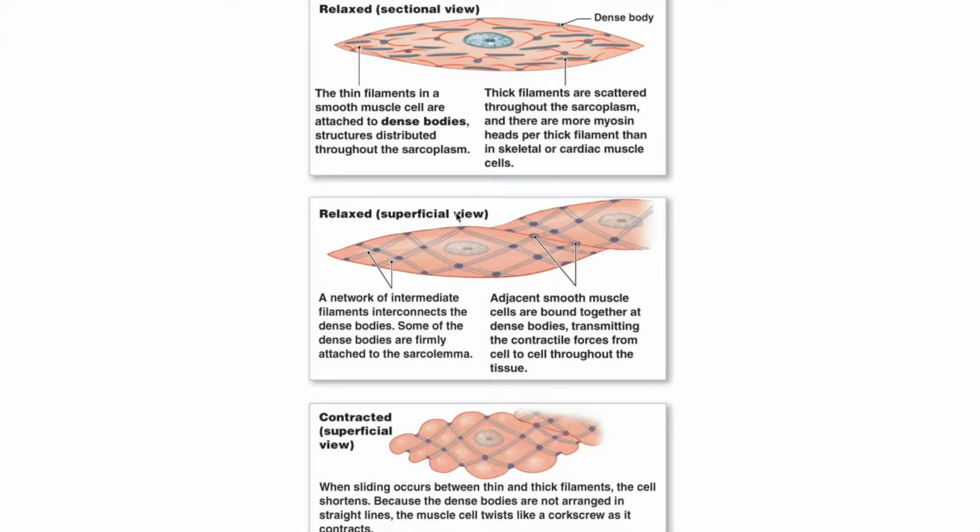So here's a relaxed smooth muscle, and when they contract, they almost twirl up like a corkscrew. And since they're arranged in circular layers around the digestive tract, that causes the whole digestive tract to constrict.